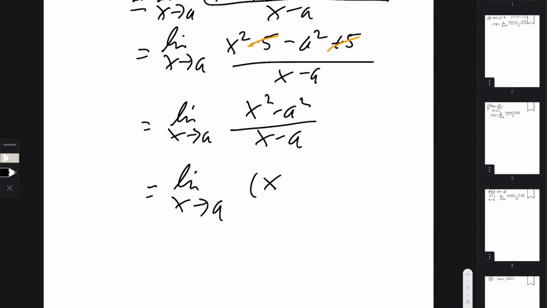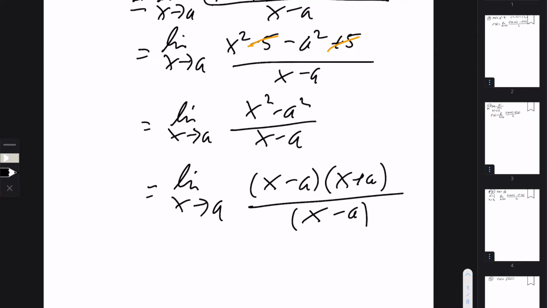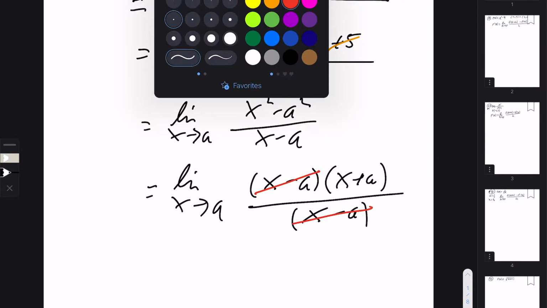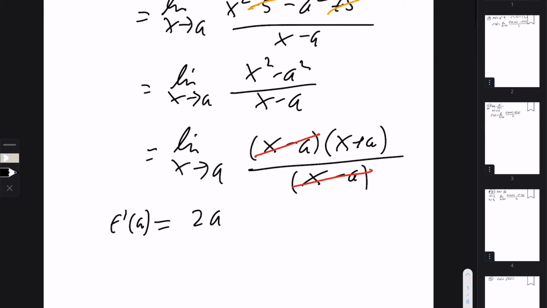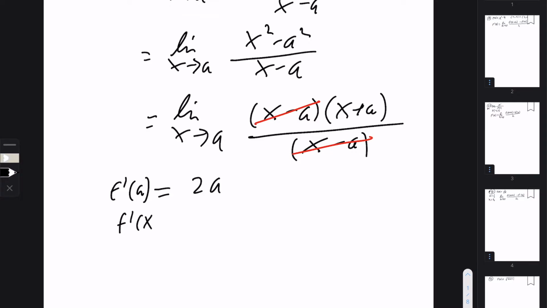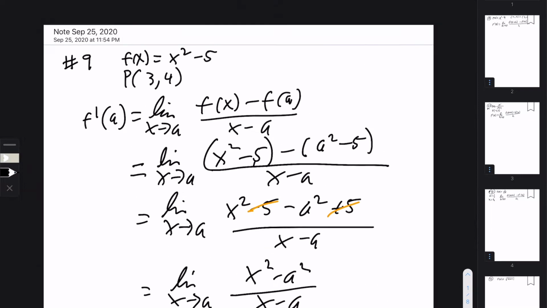So the top is the difference of two squares, so it becomes first minus the second, first plus the second. And now I smile because now I can cancel. And now I have the answer. So as x approaches a, you replace that with an a plus a is 2a. So that is the derivative at the point a, and you could rewrite this at x. Same thing. So f prime of x is 2x.